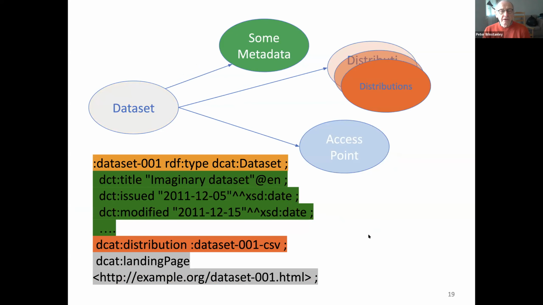In the same way, a data set has got an identifier and a pile of metadata in the green associated with it. And then a data set will have one or more distributions. It will have an access point that will give some idea of how you can get access to the data set and what distributions there are. And this is usually in the form of an HTML page. Next slide, please.